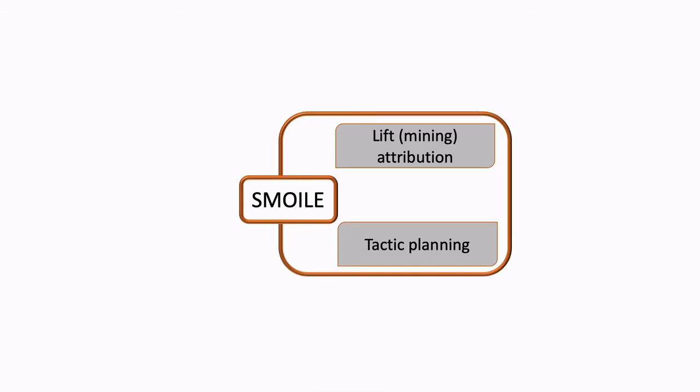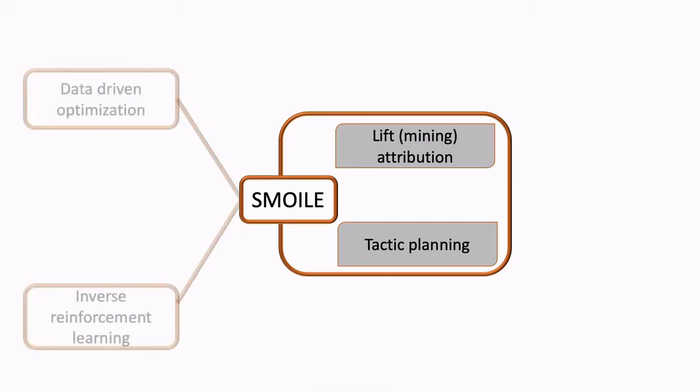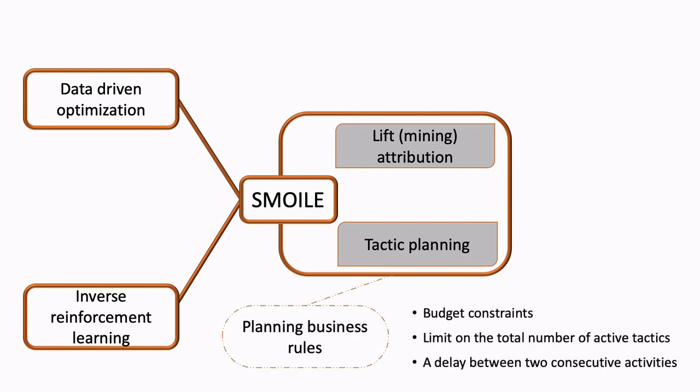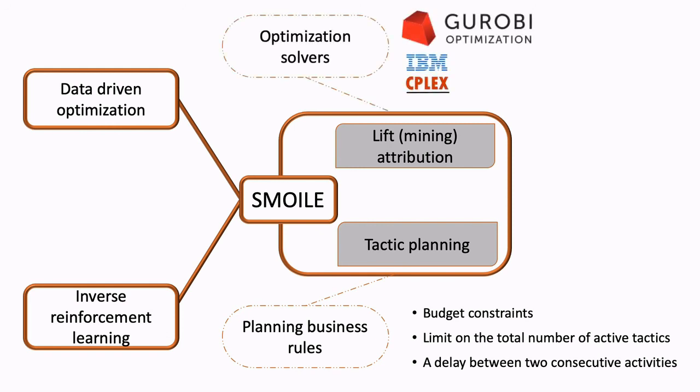The resulting framework is SMOILE that joins data-driven optimization and inverse reinforcement learning, can incorporate a large array of business rules related to planning, and can be efficiently solved by commercial optimization solvers.